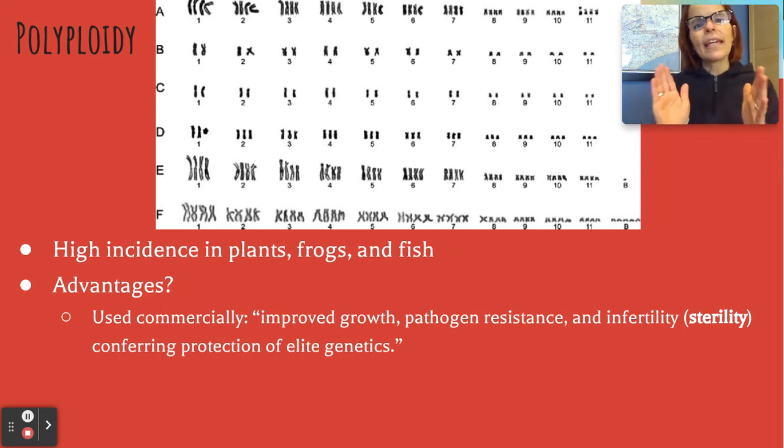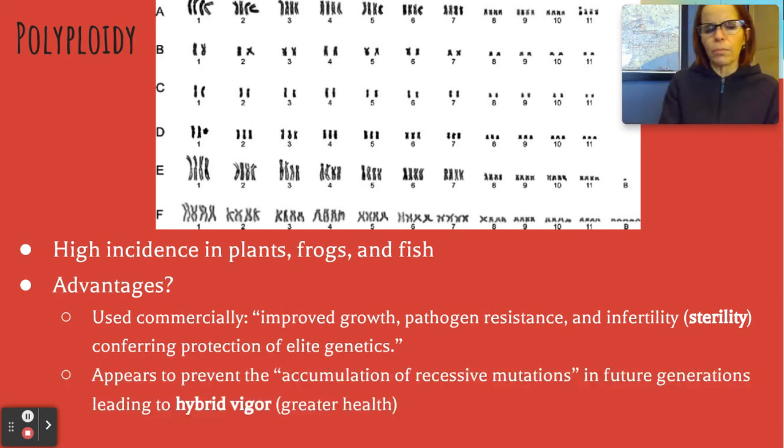All right. They are often infertile, which sounds bad, but for the commercial industry, they actually like that because it preserves their specific genetics that they're trying to go for, the genetics that they like of their particular commercial food. Okay. And then it says, what are the advantages? It appears to prevent the accumulation of recessive mutations. Listen to this because it's pretty cool.